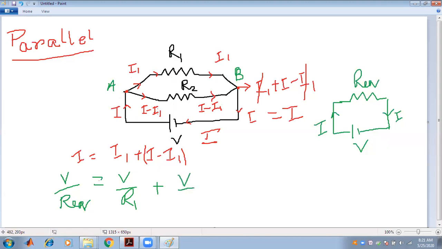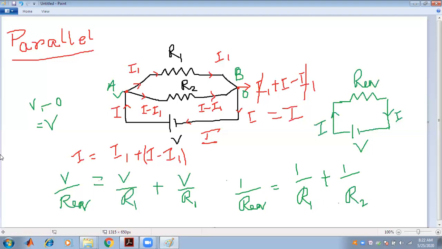How can we calculate the voltage difference? Say this A point is at potential V and this B point is at potential 0, the ground potential. So V minus 0 equal to V. So I minus I1 is V by R2. So we can write 1 by R equivalent equal to 1 by R1 plus 1 by R2.